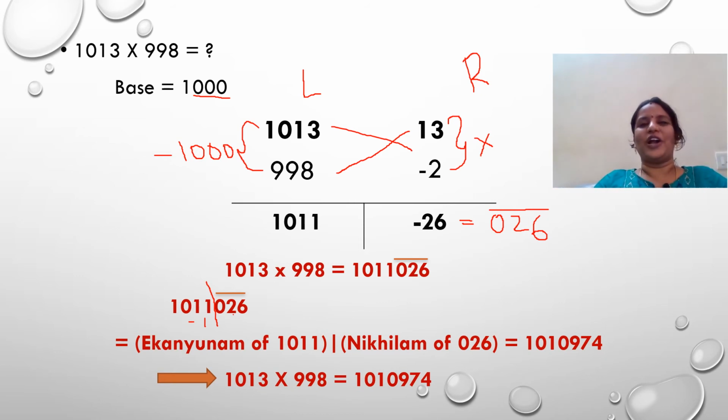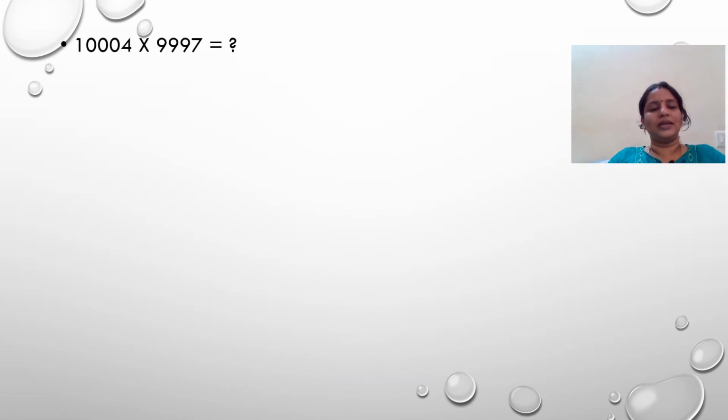Is it quite easy? Come, let's go for another problem. The number here is, wow, somewhat bigger. It's 10,004 into 9,997. What would be the base for these numbers? Both the numbers are closer to which base? Both are closer to the base 10,000. So the base of this number is 10,000.